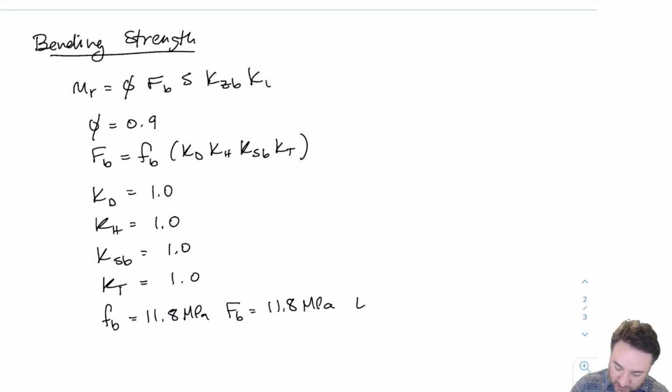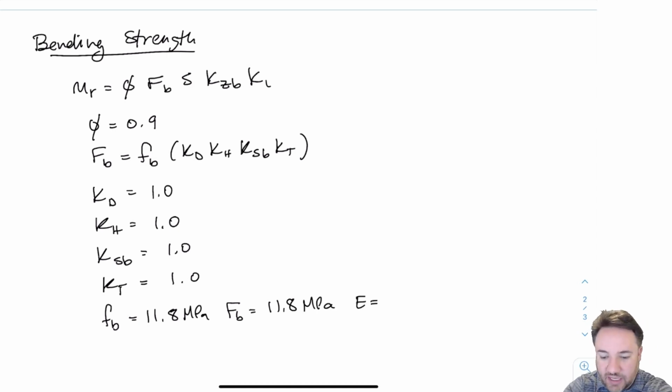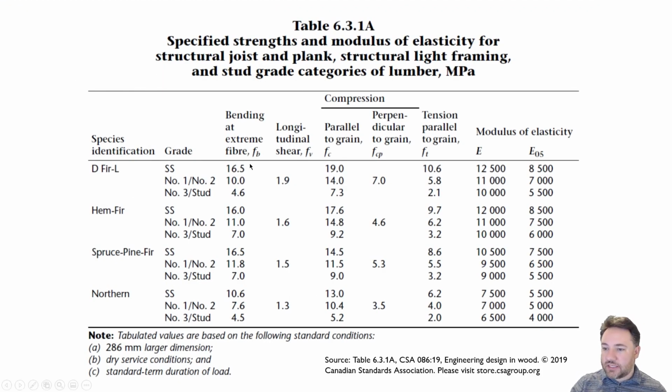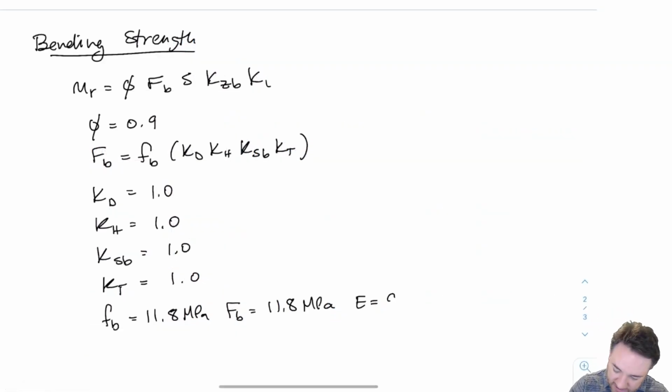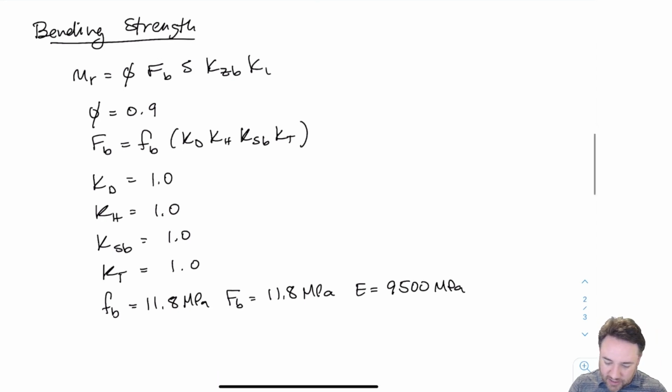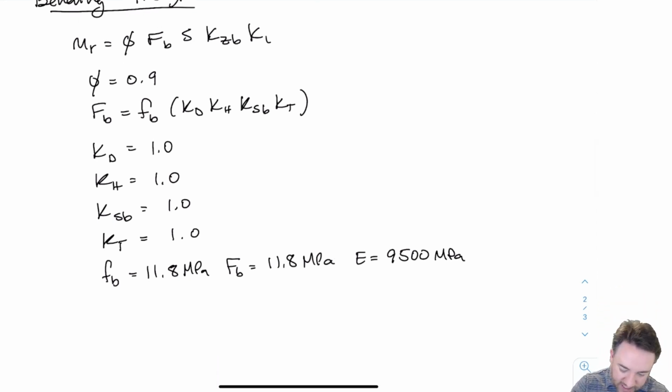The other thing that we're going to need from the table is our E, which is going to come into play when we calculate our KL. So if we read across, same table, SPF number 1, reading across to E, this is the mean E, we get 9,500 MPa. So E is 9,500 megapascals. Okay, so now we can calculate our S, or we could have taken it from that table. This is a 2 by 12, as I said. Therefore, this is a 38 by 286.